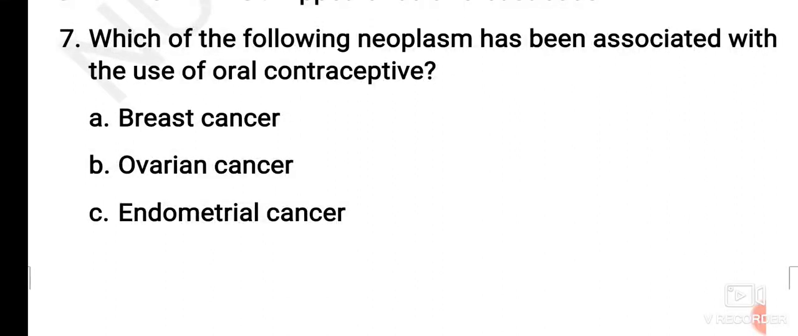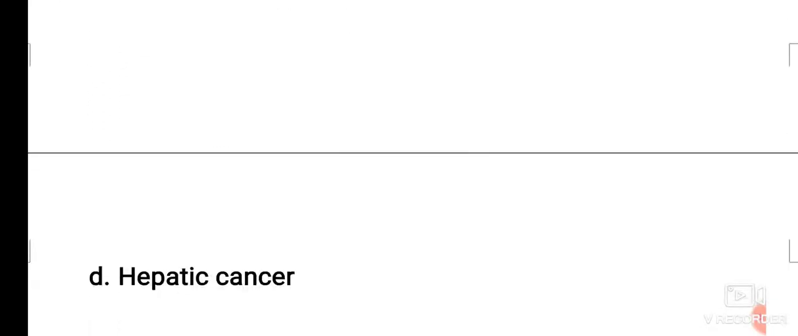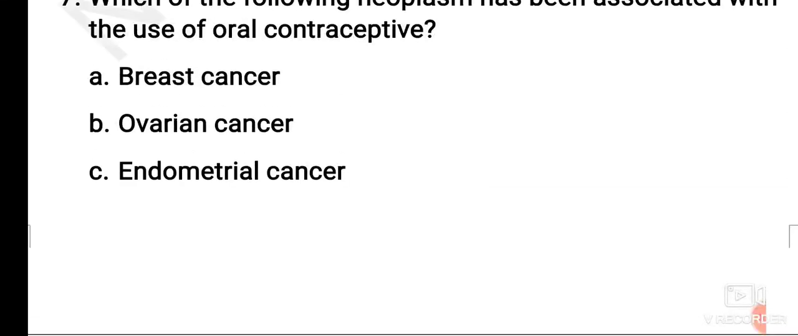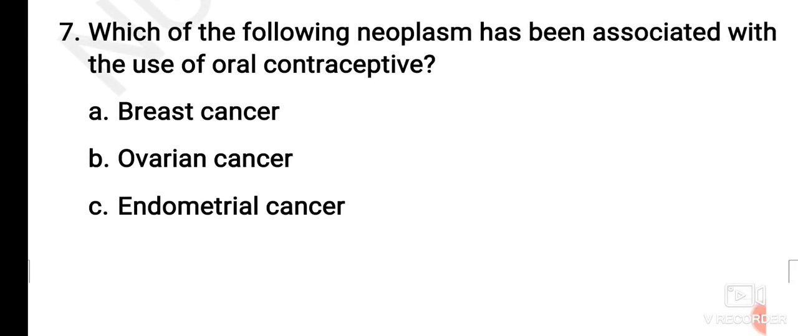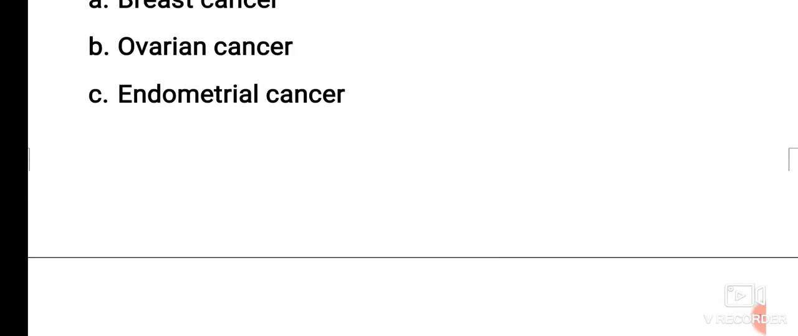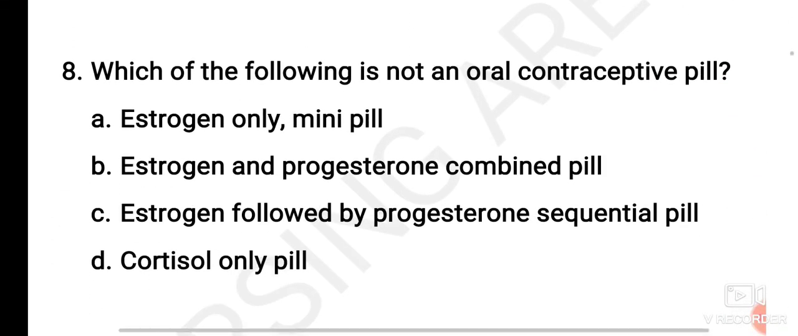Which of the following neoplasms has been associated with the use of oral contraceptives? Breast cancer, ovarian cancer, endometrial cancer or hepatic cancer? So, the most usual cancer which occurs from oral contraceptives is breast cancer. Next question.